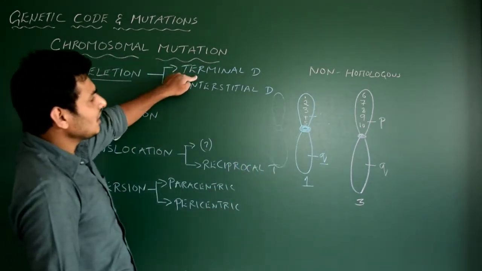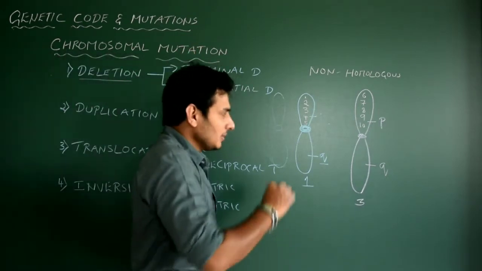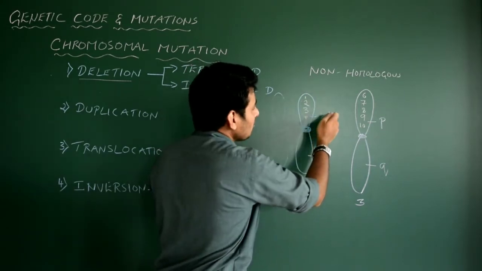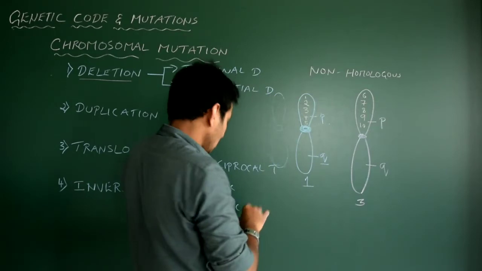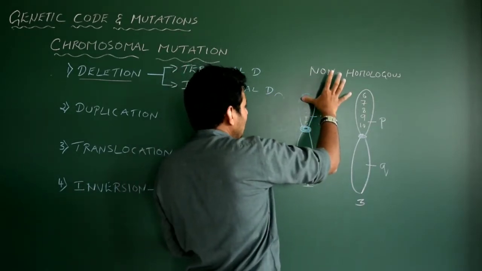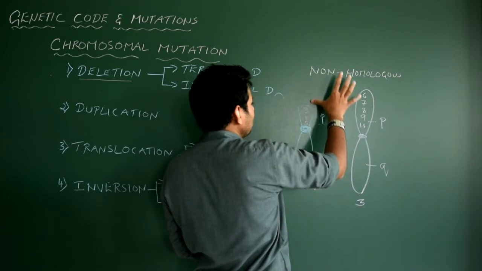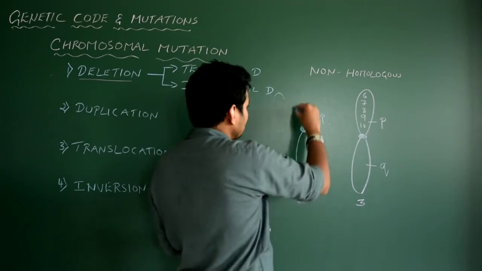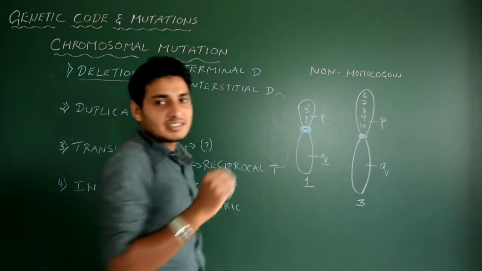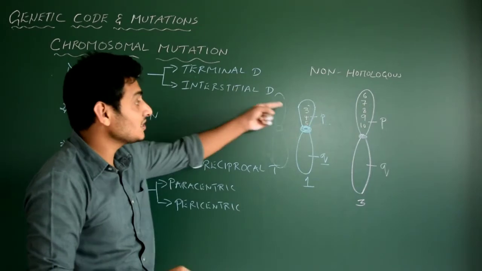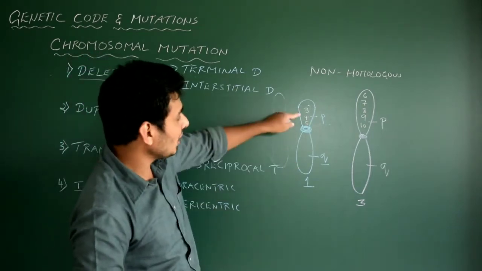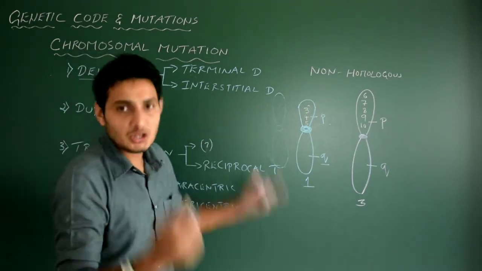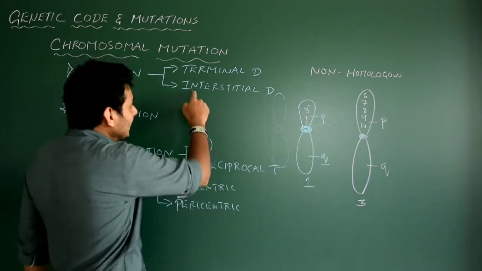What is terminal deletion? Now this is 1 and 2, which is on the terminal side of the P arm of chromosome number 1. What's going to happen is, now this 1 and 2 is deleted. That means the entire segment of the chromatid containing genes 1 and 2 is now deleted, removed. So this is terminal deletion. Are you getting my point? That means chromosome number 1 has lost genes 1 and 2. Got it? This is terminal deletion.